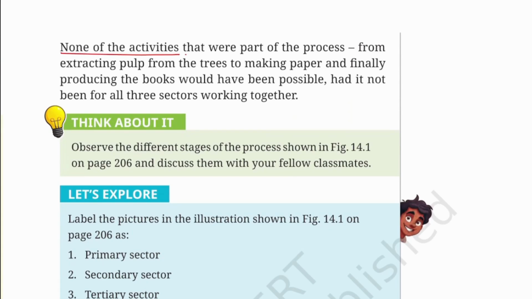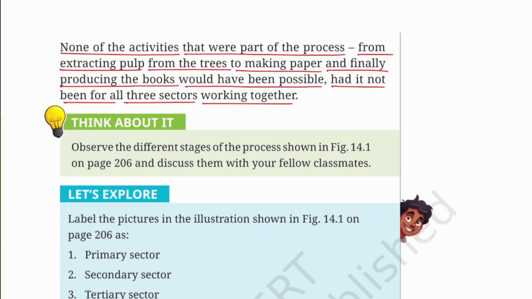None of the activities that were part of the process, from extracting pulp from the trees to making paper and finally producing the books, would have been possible had it not been for all three sectors working together. Think about it. Observe the different stages of the process shown in figure 14.1 on page 206 and discuss them with your fellow classmates.